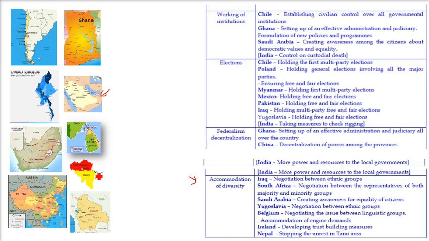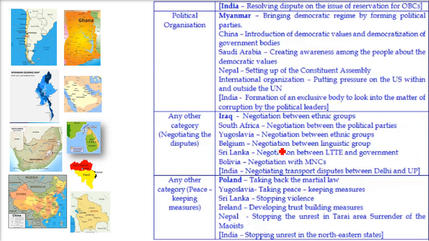And Belgium, negotiating the issue between linguistic groups like the Dutch, French and Germans, accommodation of their demands, ethnic demands or different demands. In Ireland, developing trust building measures. And in Nepal, stopping the unrest in certain areas. This is the accommodation of diversity, mainly the people who are Maoist. And also in India, we have resolving dispute on the issue of reservation of OBCs, other backward classes.